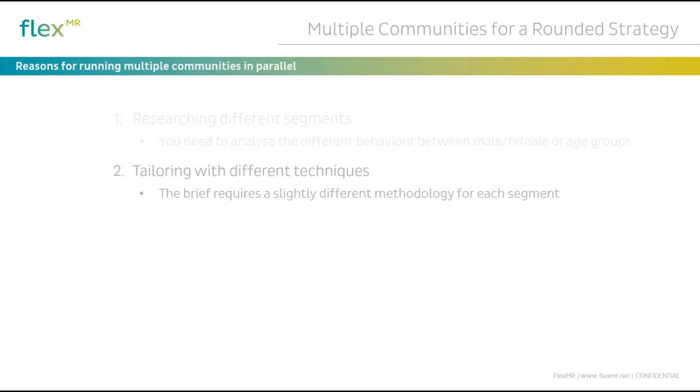A second reason why you might want to run different communities in parallel is to allow you to tailor that project slightly more for those different audiences. So for example, in a simple focus group, you might want to have a different discussion guide. If you're running a face-to-face focus group, you might want to ask slightly different questions to one segment versus another, or give that discussion a slightly different feel. You might want to use different stimuli with those different groups as well.